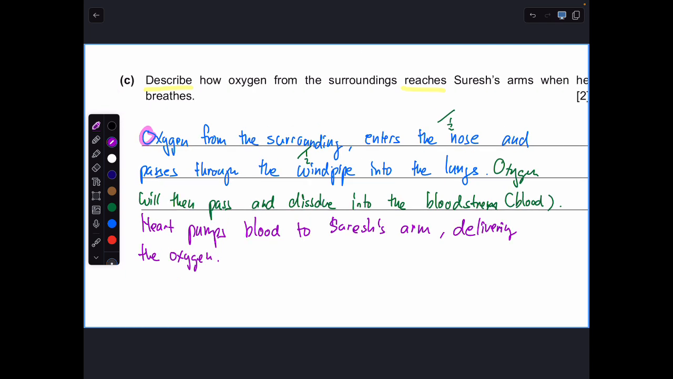The heart needs to be there because it is part of the circulatory system. It is the central part of the circulatory system. So when in doubt, you have to mention about the heart. In fact, when you're in doubt, mention all three parts. You can even put in the part about blood vessels. So where to put in blood vessels here? Oxygen will then pass into the bloodstream, in the blood vessel.